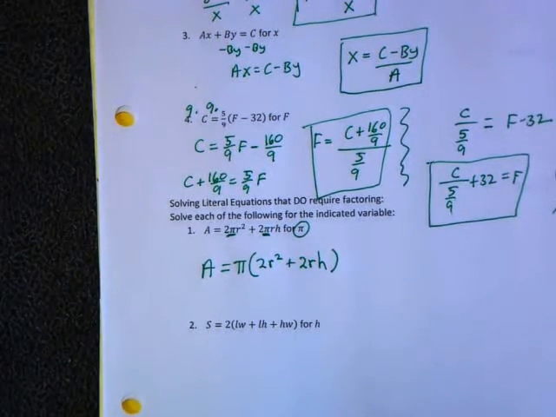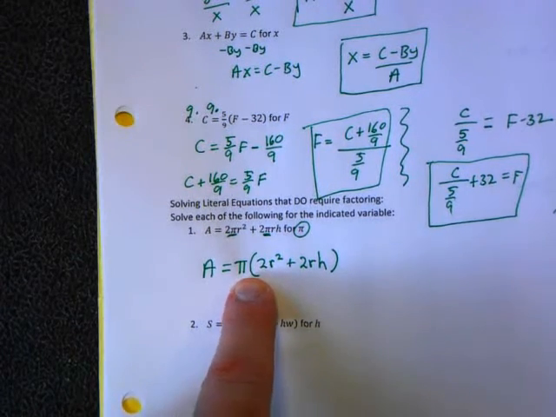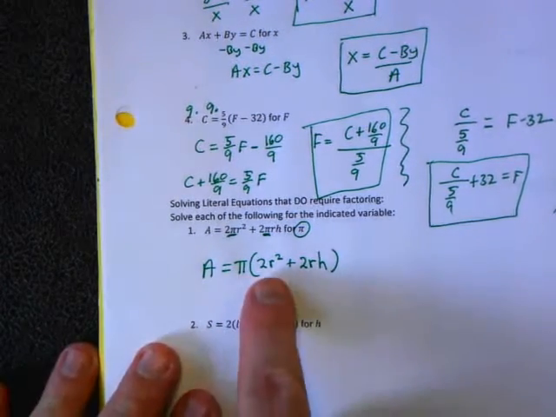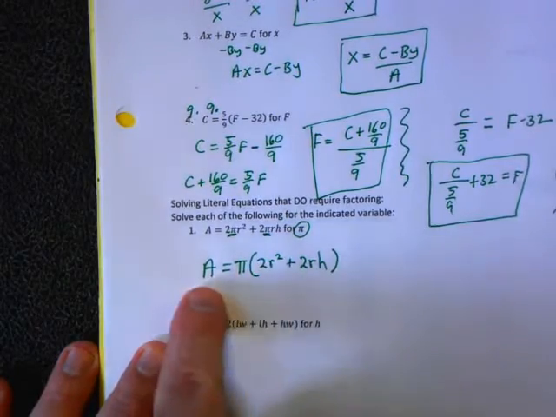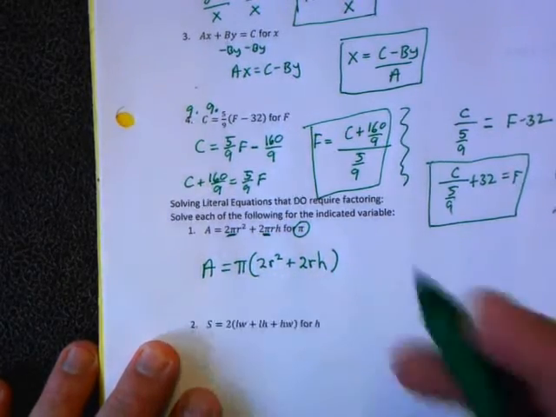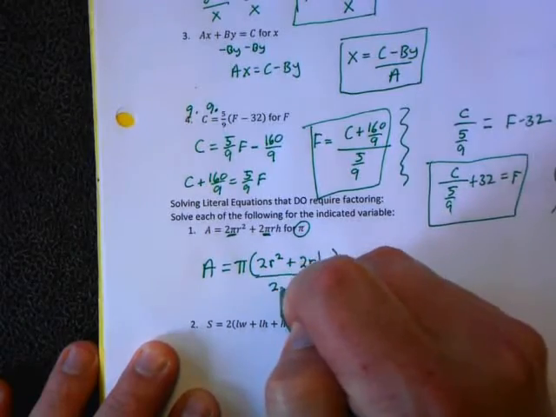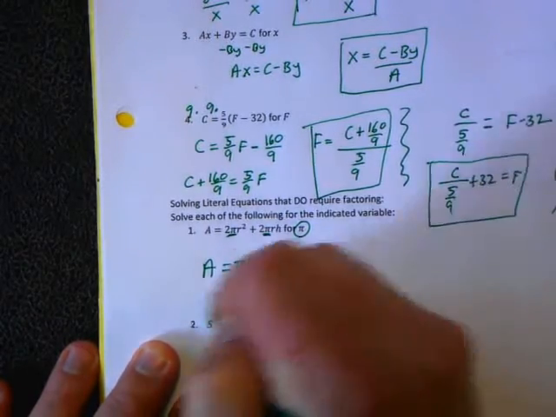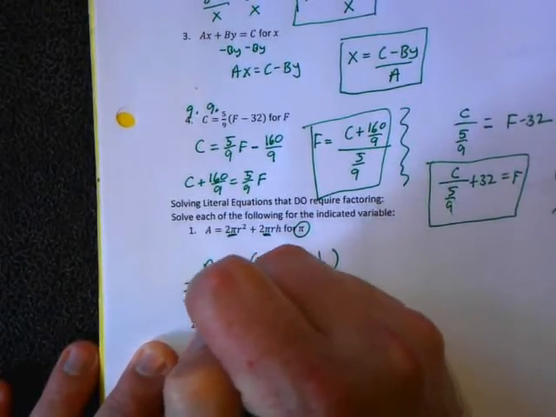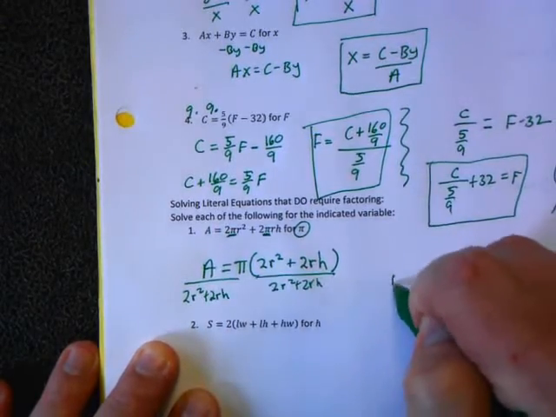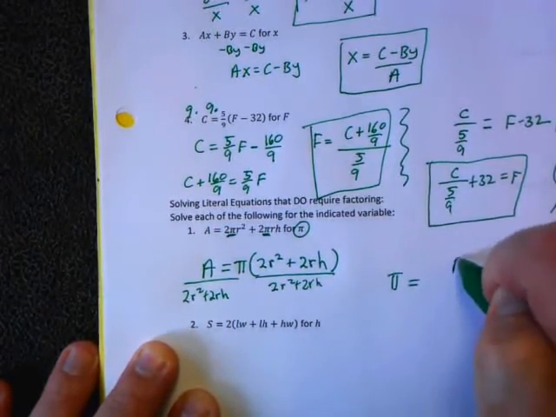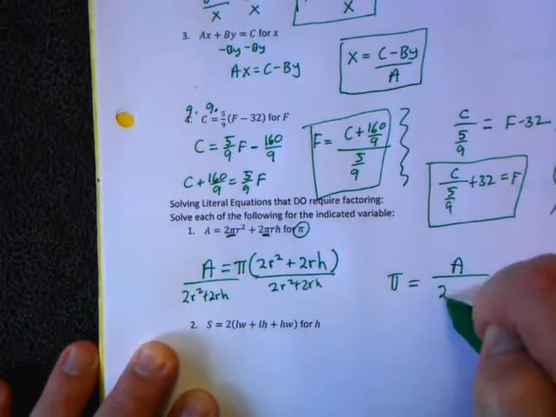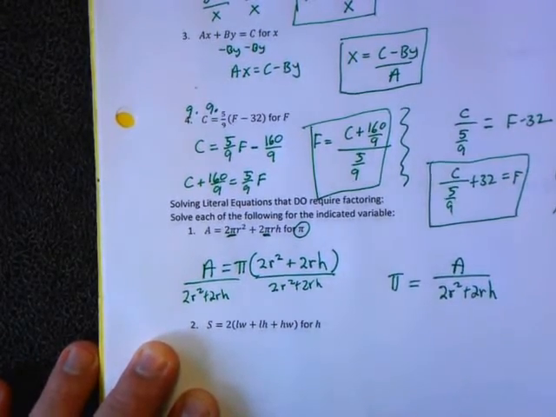How did that help? There's only one pi written now. That's a good thing. And I can just divide by this whole mess, and then the pi is going to be all by itself, isn't it? So I divide by this whole mess, 2r squared plus 2rh. Do it on both sides. My answer is pi equals A over 2r squared plus 2rh.